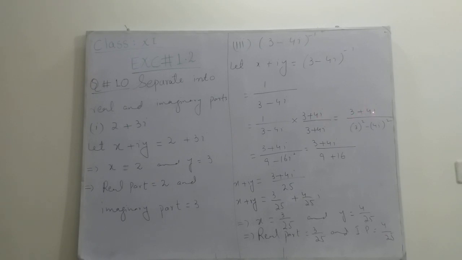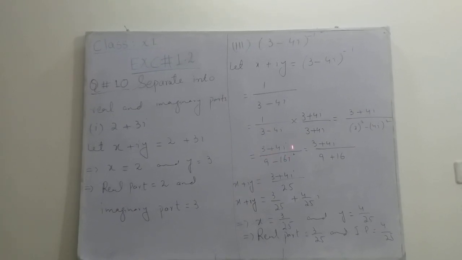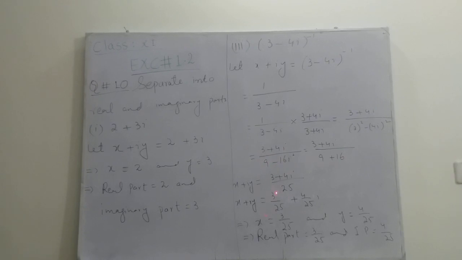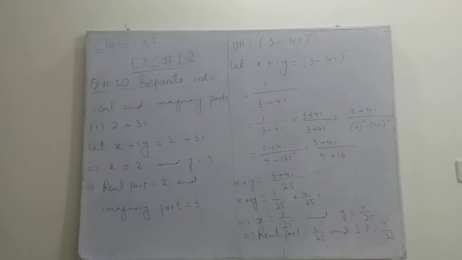So we have (3 plus 4 iota) divided by 3 square minus (4 iota) square, which is equal to (3 plus 4 iota) divided by 3 threes are 9 minus 16 iota square, that is iota square is minus 1, minus minus plus 16, plus 9, 25. So writing separately, 3 by 25, then 4 iota by 25. Now comparing real part with real and imaginary with imaginary, we have x is equal to 3 by 25 and y is equal to 4 by 25. Thus our real part is 3 by 25 and imaginary part is 4 by 25.